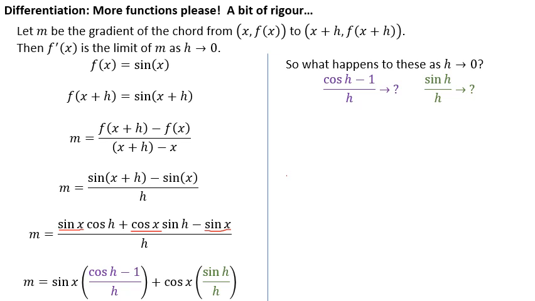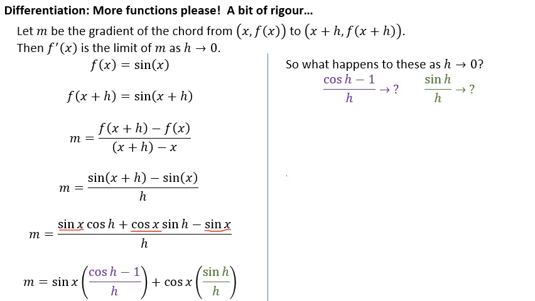So now let's ask the question, what happens to those two bits? Is there any way to figure out what happens as h gets smaller and smaller to something like sine h divided by h, or cos h take away 1 divided by h? And it's not a bad idea at this point to try some small numbers, or even to look at the graph of sine or cos and think about what's going on very close to the origin.